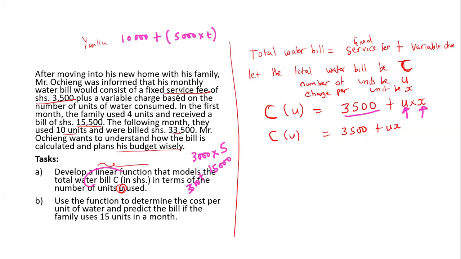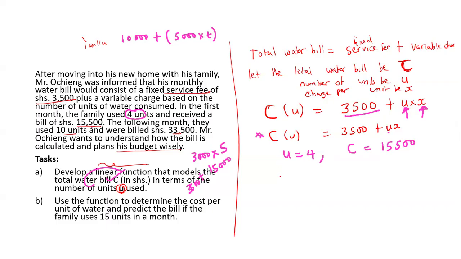Here I was developing the function we are going to use, since they told us to develop a linear function. Now this is the function we have developed. After developing, we need to substitute the unknowns, because they gave you the condition that when you have 4 units, then the bill, which is the cost, was 15,500. So I'm going to substitute.